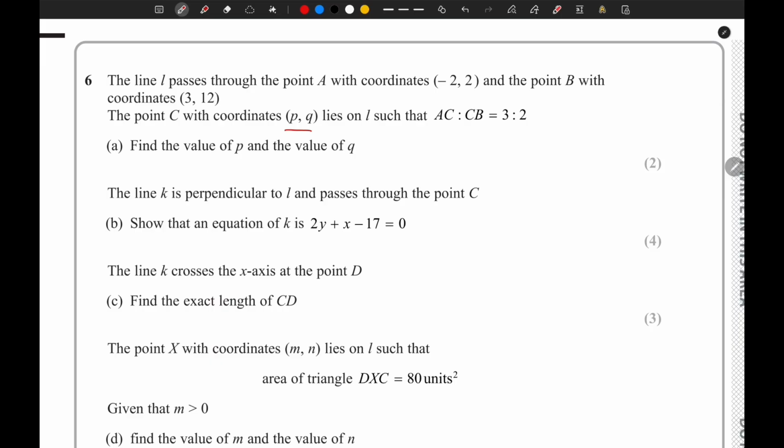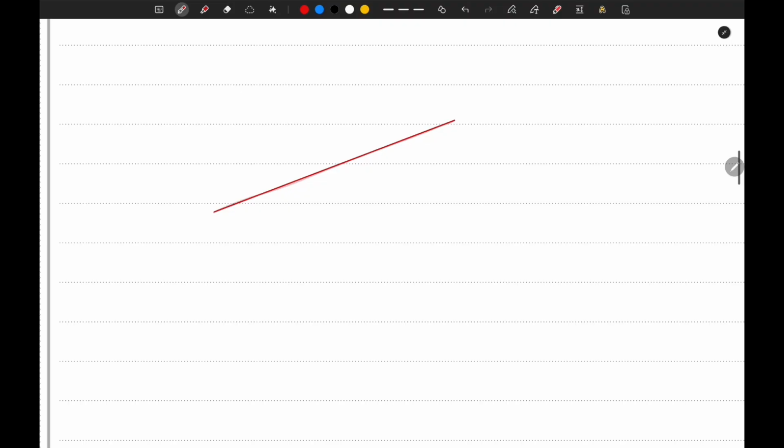Now if we go back to the ratio formula, let's recall that formula. Let's say we have a coordinate A and a coordinate B, and there's a coordinate C, which has x coordinate xc and yc, and A has coordinates x1 and y1, and B has coordinates x2 and y2. And they have given us the ratio as m and n, because AC is to CB is equals to m is to n.